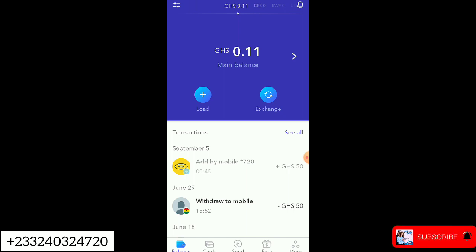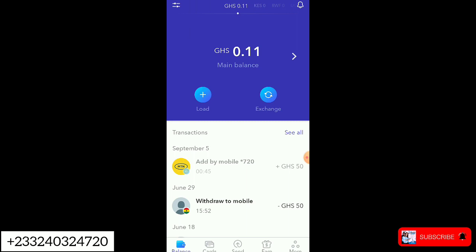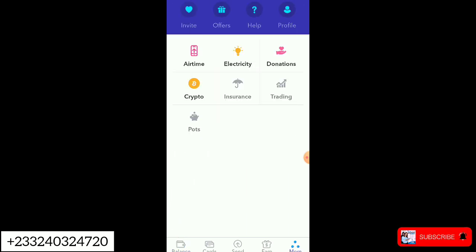First of all, you will load your money over here, and we have two ways of loading our money to start a USDT or crypto arbitrage. First, we can load our Ghana Cedis account by clicking on loading, and we have three options: either credit card or debit card, mobile money, or Flutterwave. A lot of people are saying they don't know how to load their money on their Ghana Cedis accounts. If you chat me, I'll guide you and charge you small. So you load your account, or you can load it from here.